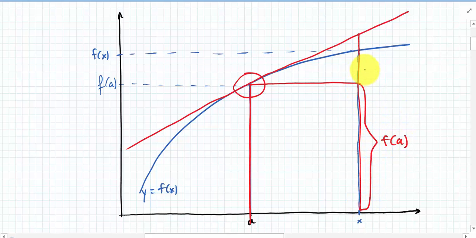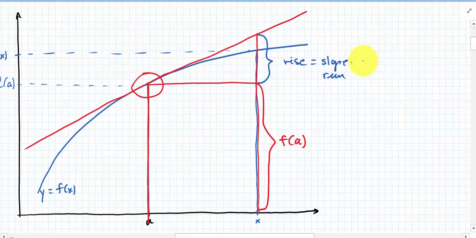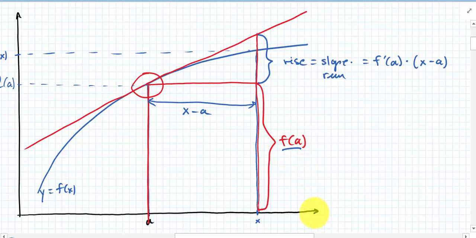I'm looking at the length f of A, and to that, I'm adding my rise. What's the rise from f of A? The rise is the slope times the run. This is the slope of the tangent line, so the slope is f prime at A. And the run between x and A is x minus A. So times x minus A, and I'm adding that to f of A.